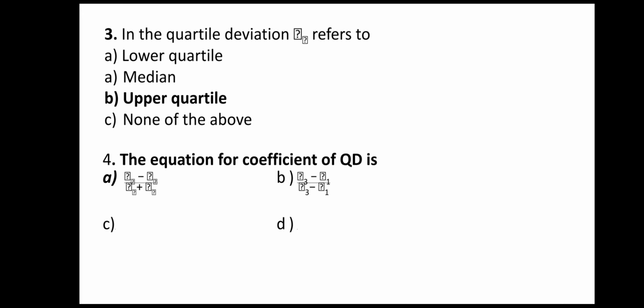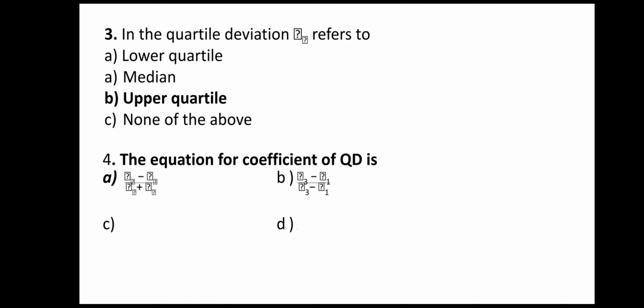In the quartile deviation, Q3 refers to: lower quartile, median, upper quartile, none of the above. The answer is upper quartile. Q1 is the lower quartile and Q3 is the upper quartile. The equation for the coefficient of QD is Q3 minus Q1 divided by Q3 plus Q1. It is very simple to remember, right?